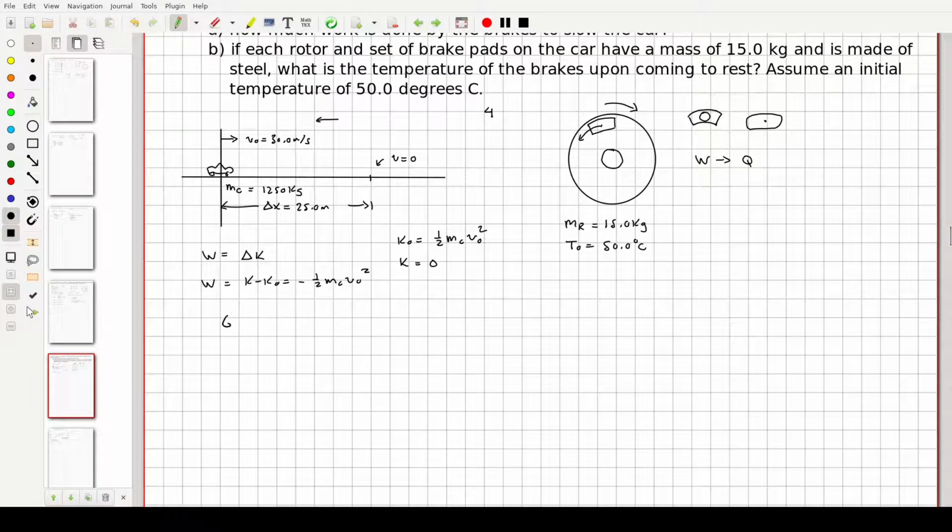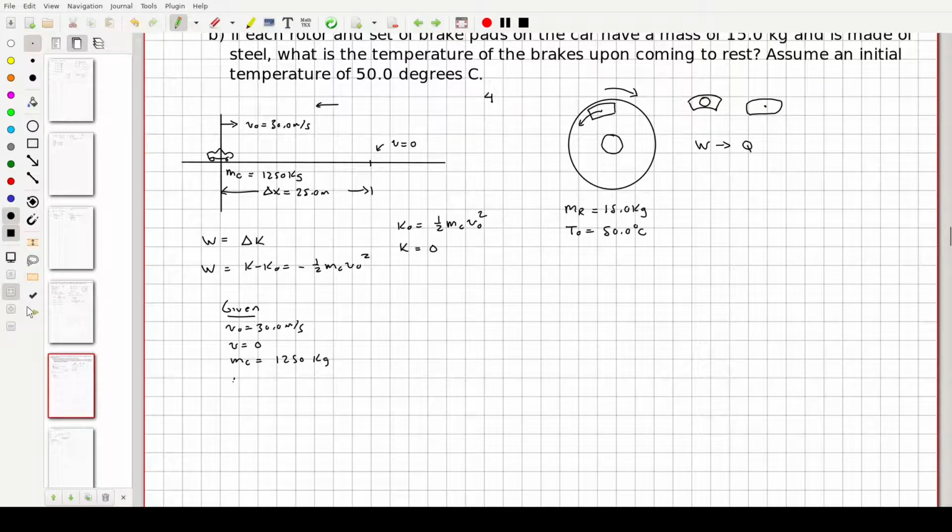So that said, what are we given? The initial velocity of the car is 30.0 meters per second. The final velocity is 0. The mass of the car is 1,250 kilograms. The displacement, which really doesn't matter here because we're taking this approach to work, is 25 meters.